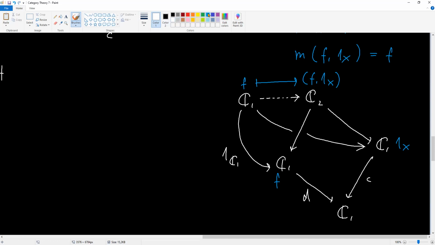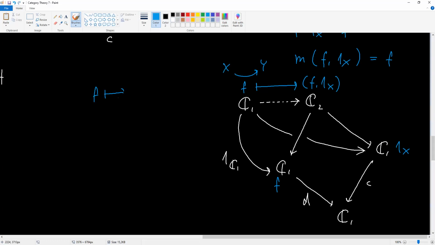Now, what about the other one? From F, I need to create identity of X. So what is F? F itself is a morphism from X to Y. How can I create identity of X out of F? Well, maybe first I can create the domain of F, right? And then create out of that the identity of the domain. So this morphism will actually be a composite of two morphisms: the domain morphism from C1 to C0, and then the I morphism.